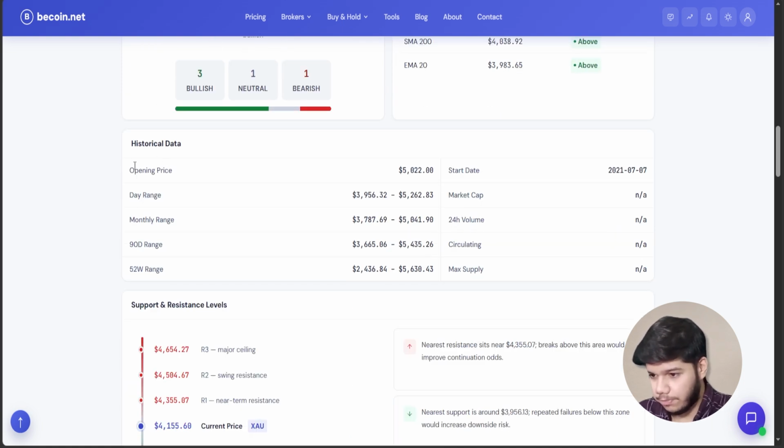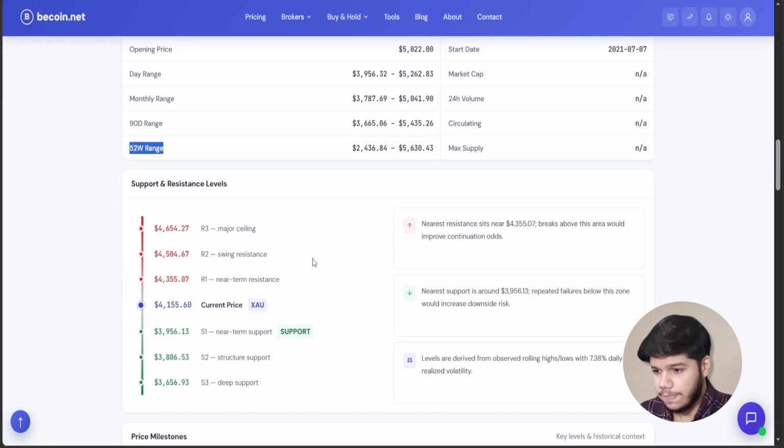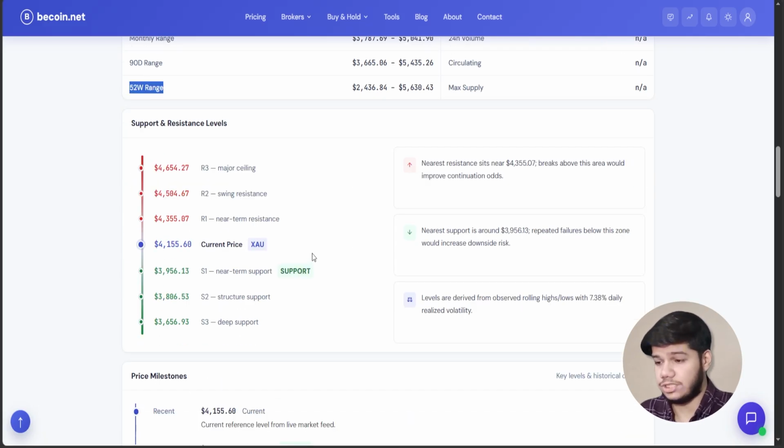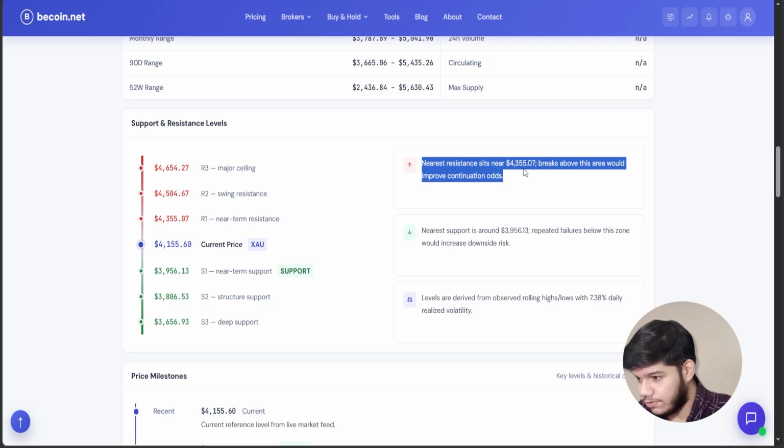And you can see the historical prices, the opening, and the day range. You can find the monthly range, the 90 days range, and eventually the 52 weeks range. Now, this is the most important section which I would love to focus on, which is support and resistance levels. Here you can see the current price. The nearest resistance is 4,355.807 cents. The nearest support is $3,956.13. So here you can read that the nearest resistance sits near 43.55.